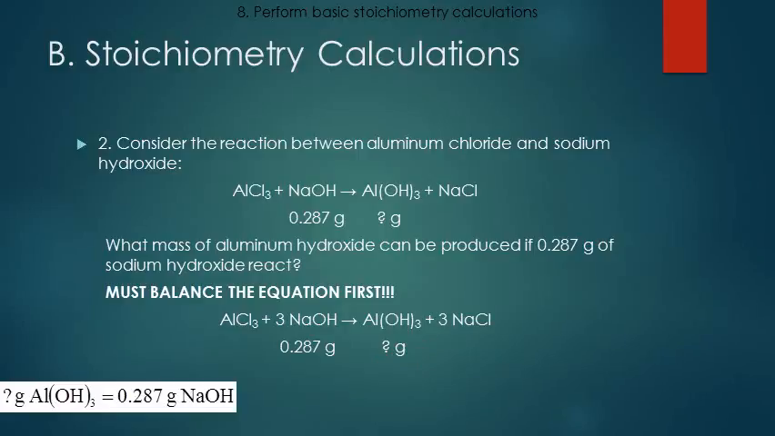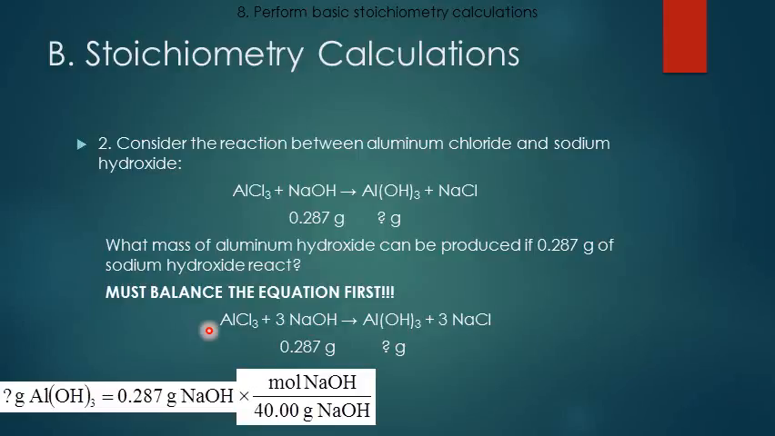So this is just another dimensional analysis. We have 0.287 grams of sodium hydroxide. Like we saw in the previous example, we must convert that into moles. So we use the molar mass of sodium hydroxide, which is 40.00 grams of NaOH for every mole of NaOH. Notice grams cancel. Now that we have moles of sodium hydroxide, now is when we get to use our mole-to-mole ratio from the balanced chemical equation.